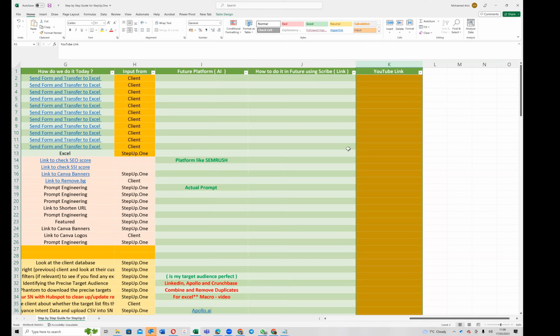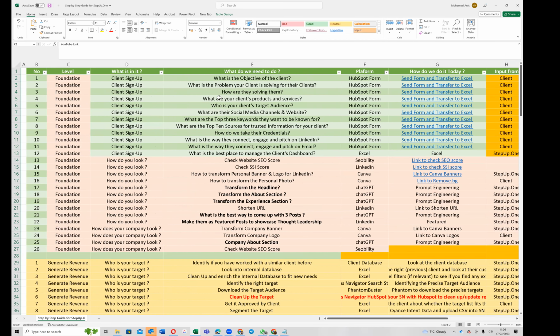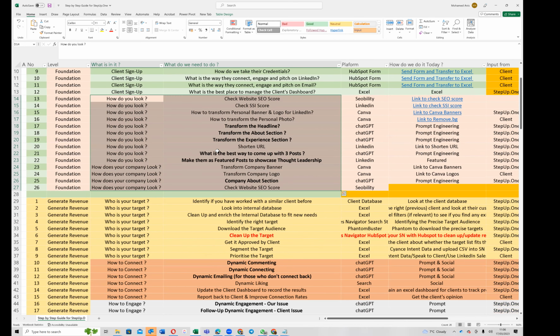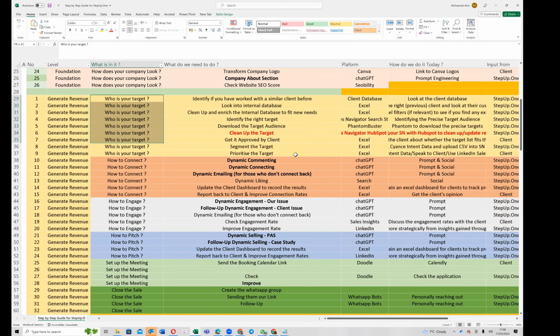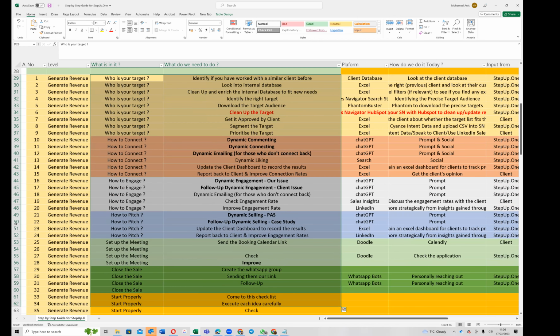Right? This is what we want to work on, and we started with obviously a client signing up, right? And then we check out the client and how does his company look, how does he look, how does she look, about all those things. And then we go on to do who is the target of our clients, how do we connect with our clients' targets, how do we engage with them, how do we pitch to them, how do we set up the meeting, how do we close the sale. Yeah, all this is there in generating revenue.